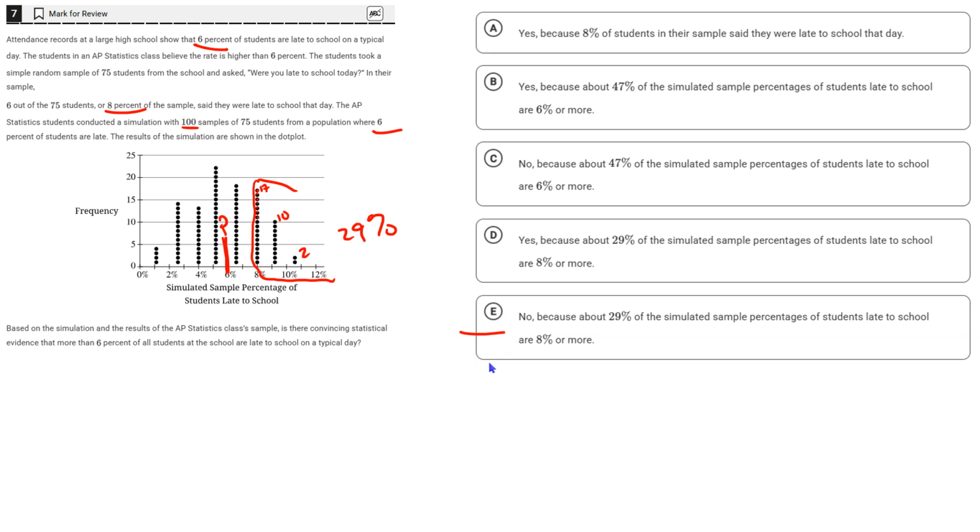So no, because about 29% of the simulated sample percentages of students late to school were 8% or more. That'd have to be much smaller. This needs to be less than 5% for this to have convincing statistical evidence. So no.